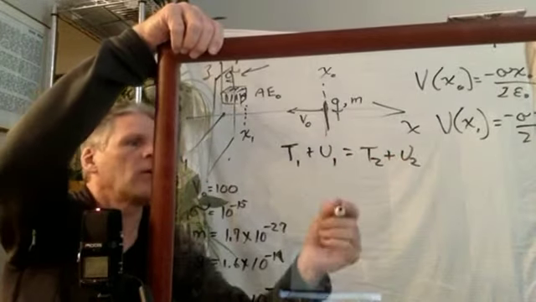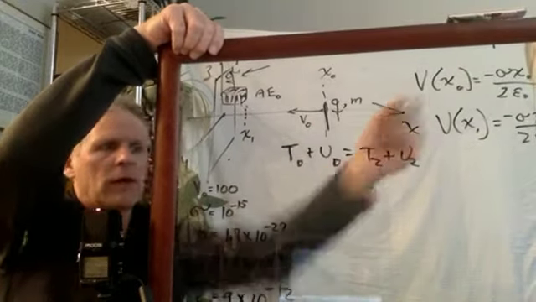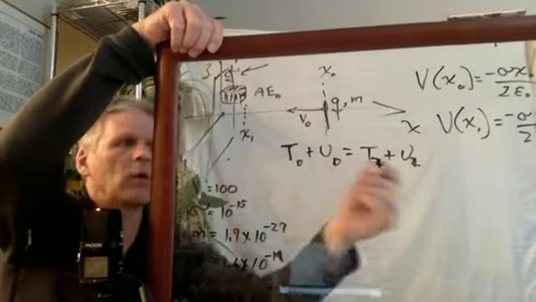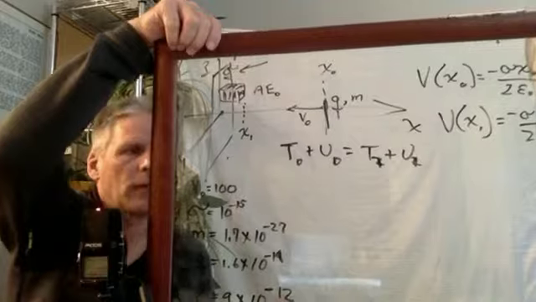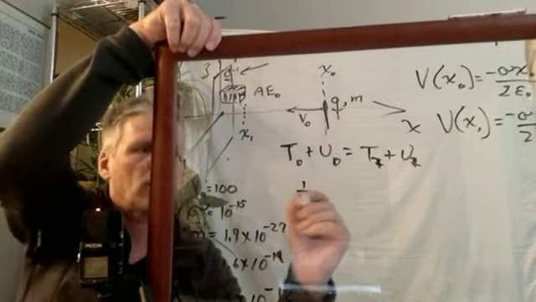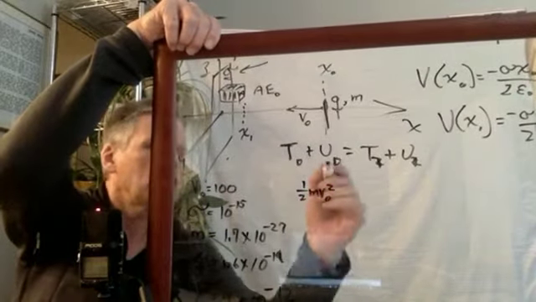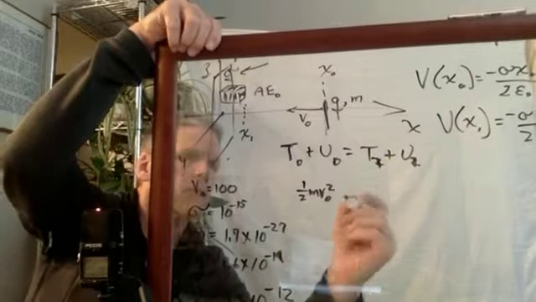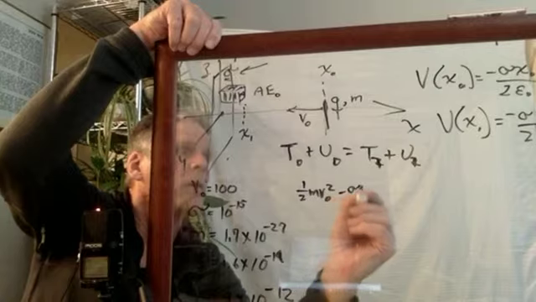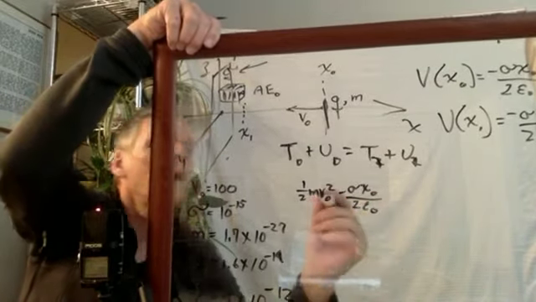Okay, so actually I'm going to change this. I'm going to call this 0 since I called everything else up there 0. So we're going to say this is the difference between 0 and 1 instead of points 1 and 2. So what is our initial kinetic energy? That's just 1/2 m v0 squared. What's our initial potential energy? That is minus sigma x0 over 2 epsilon 0.